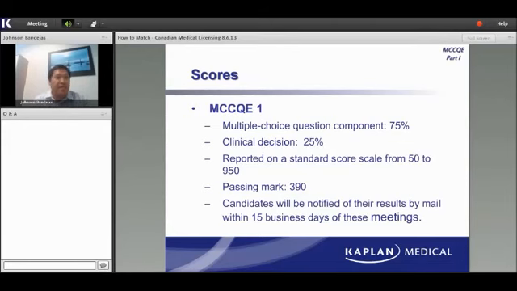Now, similar to the MCE, the MCCQE1 does not limit the number of times a candidate may attempt. However, candidates who have passed cannot retake the examination in an attempt to obtain a higher score.